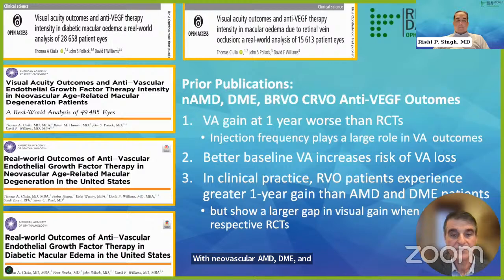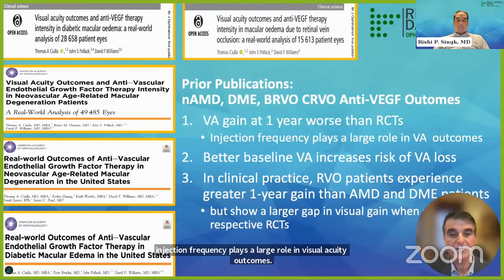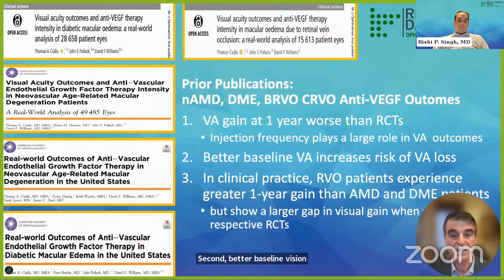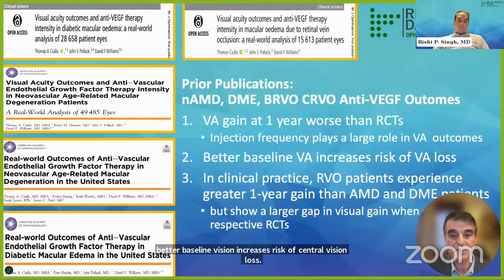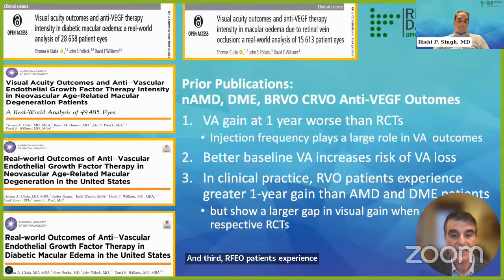We've noted that, first, visual acuity gain at 1 year is worse than randomized clinical trials, and that anti-VEGF injection frequency plays a large role in visual acuity outcomes. Second, better baseline vision increases risk of central vision loss. And third, RVO patients experience greater 1 year gain than AMD and DME patients, but show a larger gap in visual gain when compared to respective randomized clinical trials.